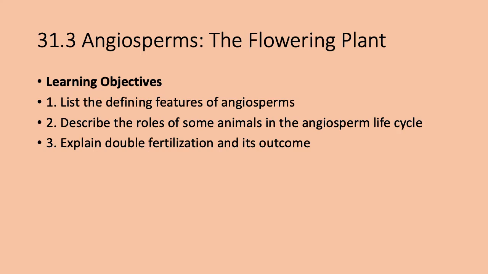All right, moving on to angiosperms, the flowering plants. I'll talk about some features of angiosperms. Basically, they have seeds and flowers. Then the roles that animals play in the angiosperm life cycle, aka pollination and seed dispersal. And then I'm going to try to describe this process called double fertilization. Is that kind of tough? It's just really wordy. If you understand the end product, then I think you'll be okay. I don't really care about how it happens, just know that it does happen.